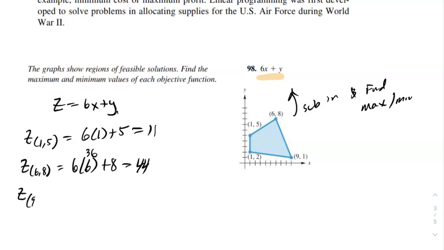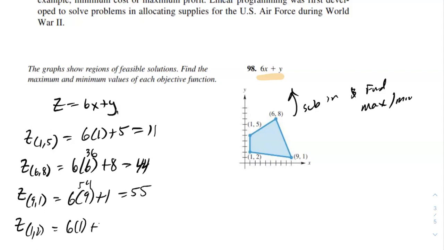Z of (9, 1): 6 times 9 plus 1. So 54 plus 1 is 55. And then z of (1, 2): so 6 times 1 plus 2, and I get 8. So my max is right here.